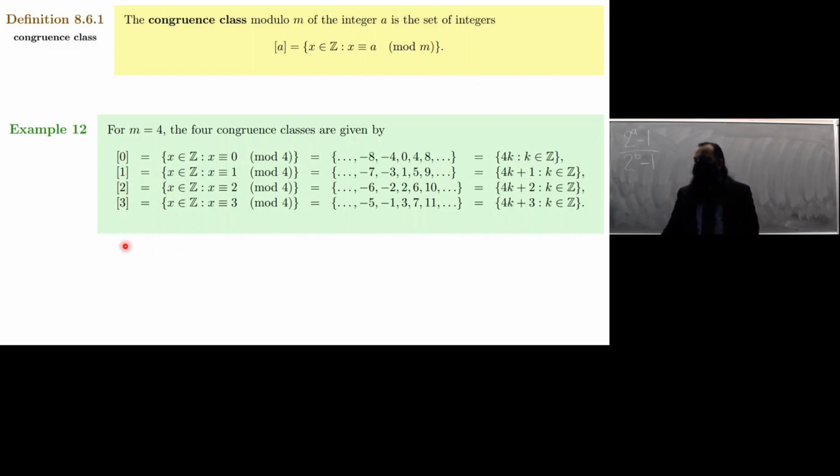Okay? Now why don't we have 5 congruence classes here? Vihan. The congruence class of 5 would just be congruence class of 1. Congruence class of 5 would just be equivalent to the congruence class of 1.